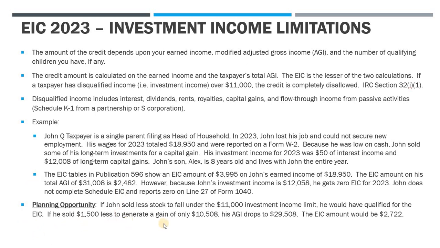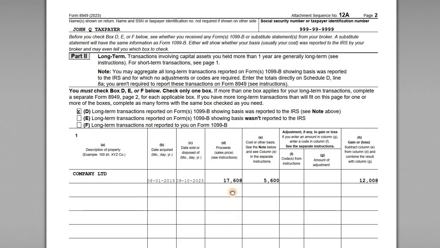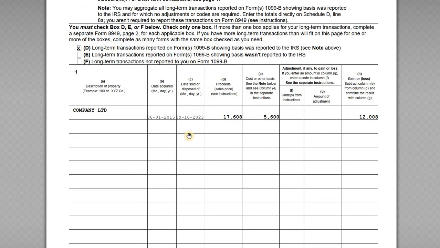So what's the planning opportunity here? Well, what if John still sold the stock, but he just happened to sell enough to where the total investment income fell below that threshold? So let's say, for example, he sold $1,500 less of the stock. If we're looking at his 8949 here, where he reported the long-term sale of the shares, instead of having total sale proceeds of $17,608 and that amount of cost basis, what if he didn't sell as much, and so the gain here was $1,500 less than the $12,008 figure?